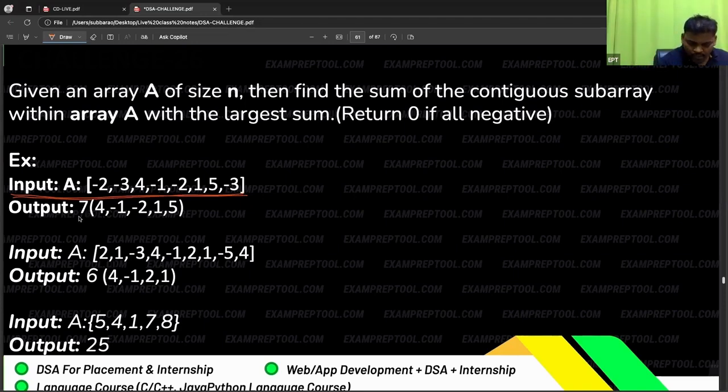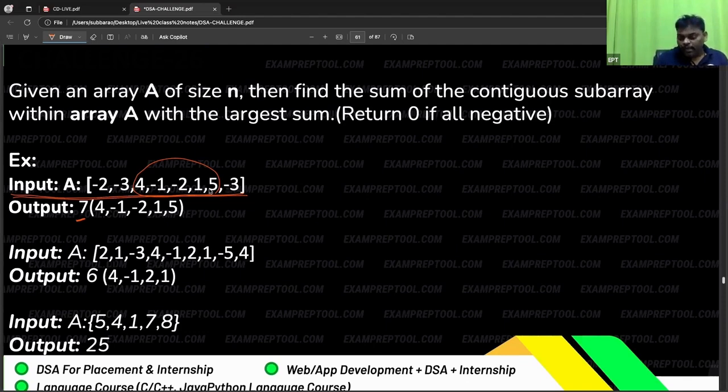If you observe clearly, 7 is the answer: 4, 1, 4, minus 1, minus 2, 1, 5. So this sum is maximum. Remember, it is a subarray whose sum is maximum. You may say, sir, why don't you take only 4? If I take only 4, I will get 4. If I take only 5, I will get 5. Some people may say, why don't you take 4 and 5 directly? But it is not a subarray. Subarray means you have to take continuously.